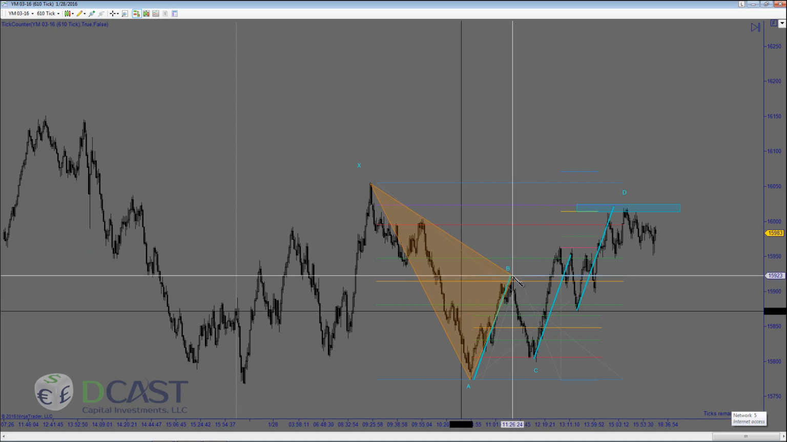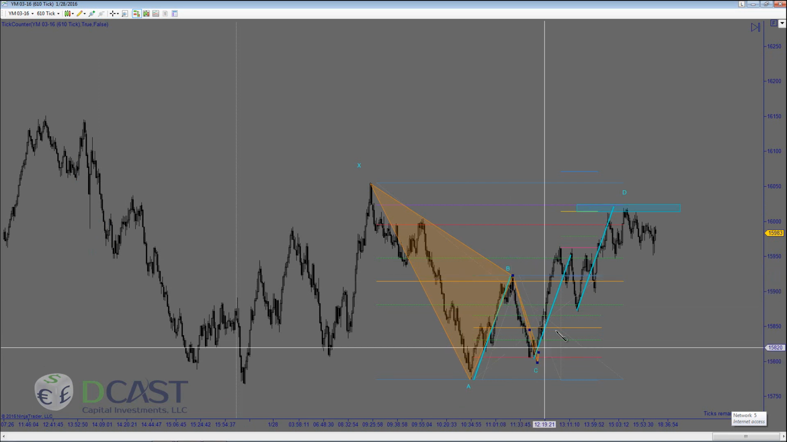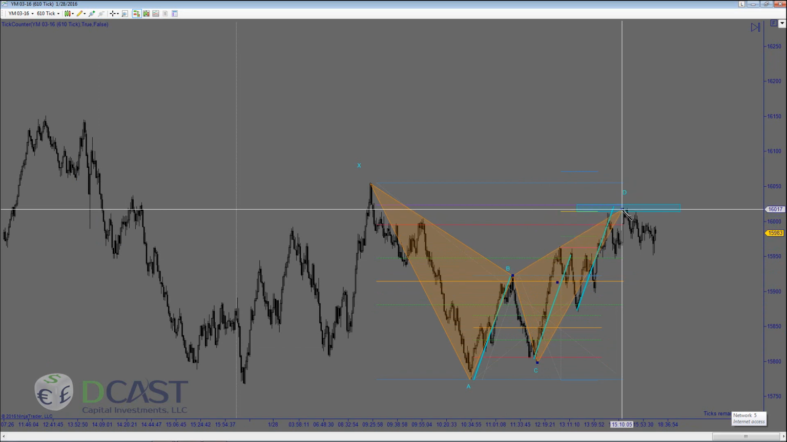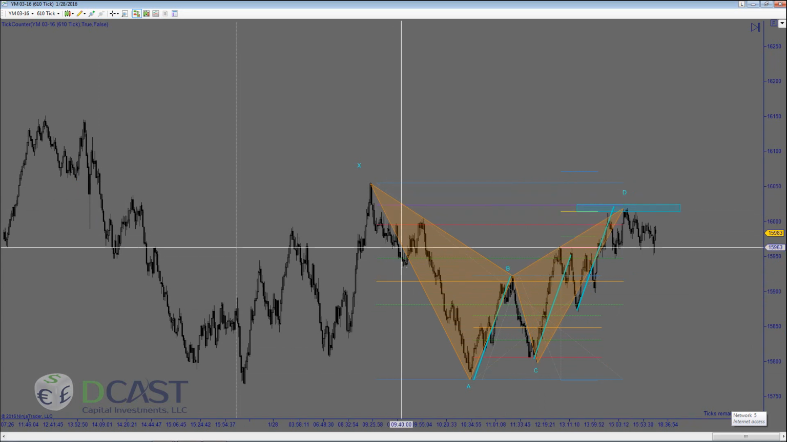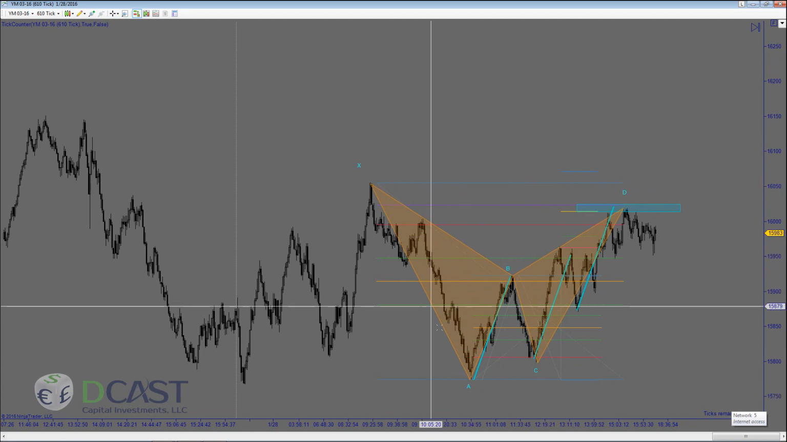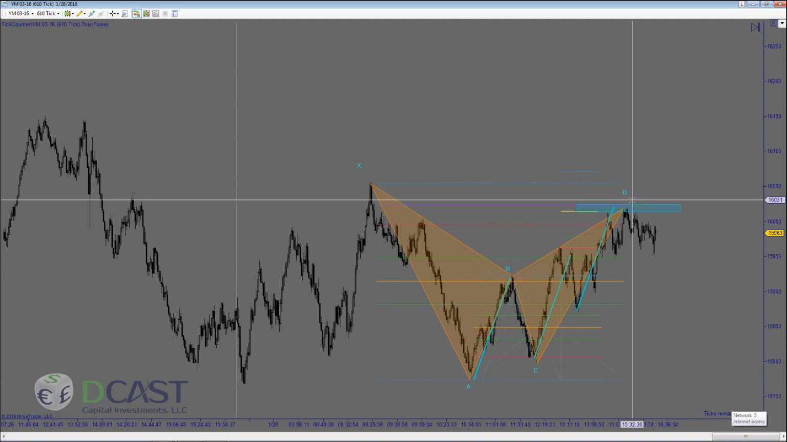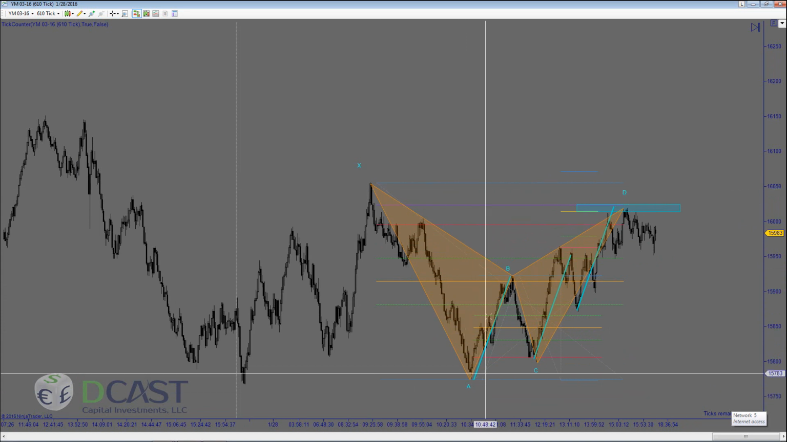Triangles here. I'm sorry if I'm speaking a little fast, but I'm trying to keep these videos short so that they're not too crazy. But you can see the bat, out of all the patterns, this is the one that looks the most symmetrical as far as point to points.